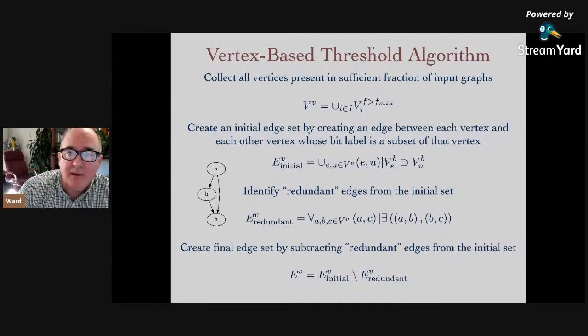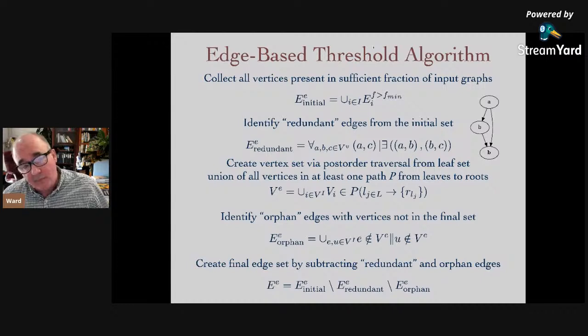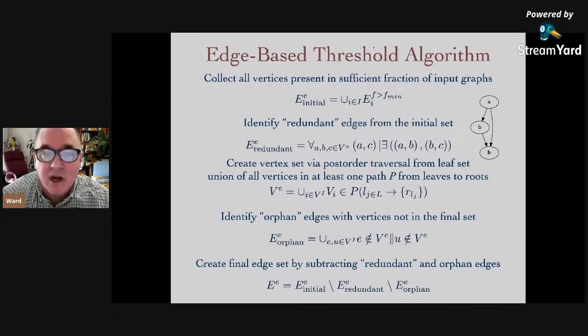You're done for the vertex-based threshold. Now, for an edge-based threshold algorithm, you can see it works in a very similar way. In the first case, you collect all the vertices present in a sufficient fraction. Sorry, that should say edges. I apologize. Collect all the edges present in a sufficient fraction of input graphs.